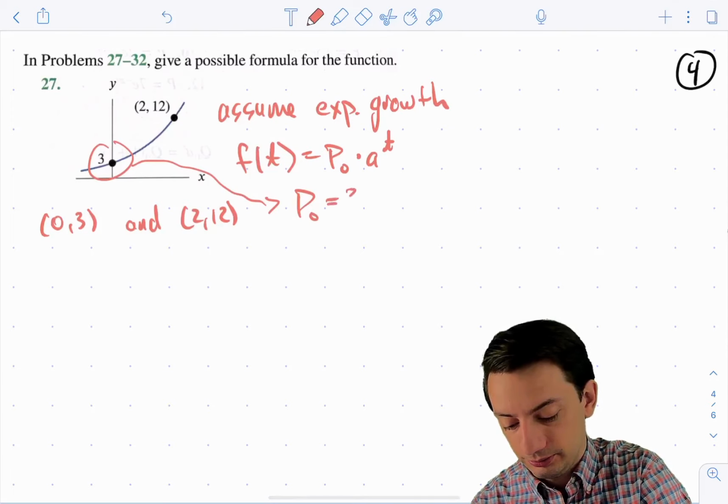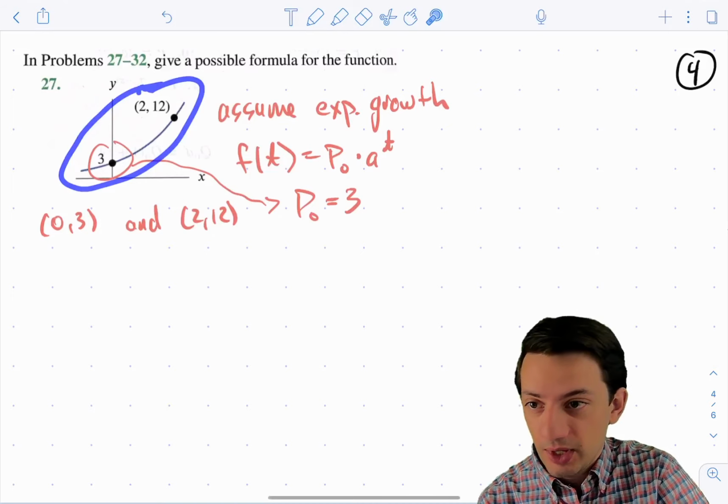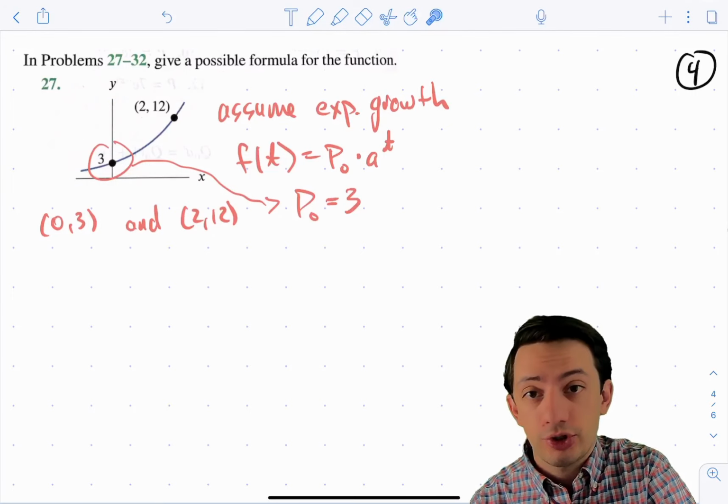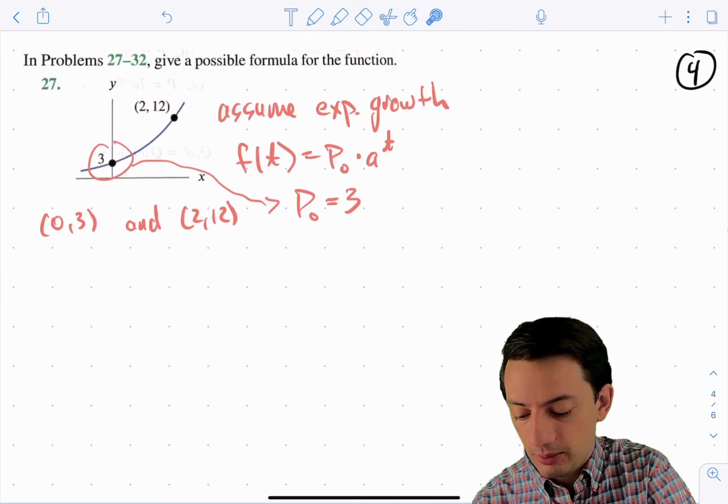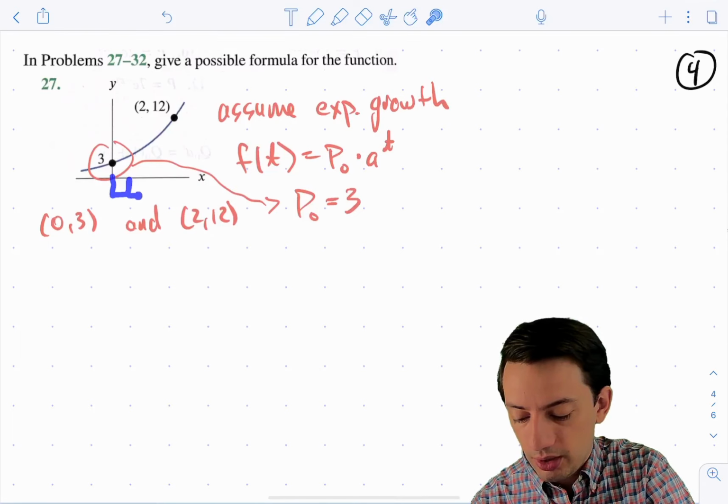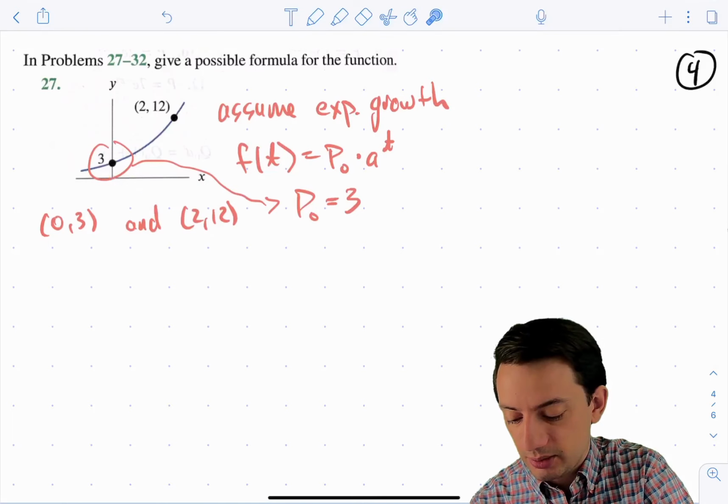So to find a now, we can just think about what happens as we move from 3 to 2. We'll write the formula, but let's think about what it means intuitively for a second. This says as I go over 2, so I go from x equals 0 to 1 to 2, from 0 to 1 to 2, we go from 3 to 12.